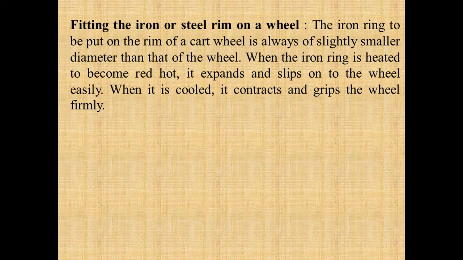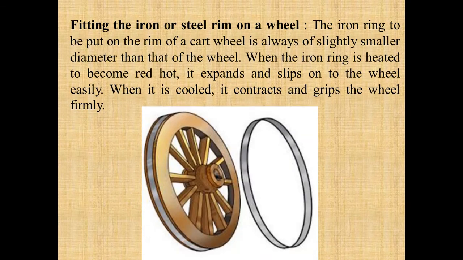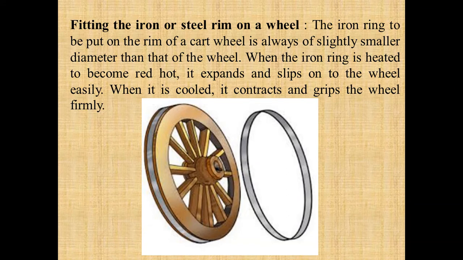Then fitting the iron or steel rim on a wheel. So you must have seen these type of tires that are fixed on a bullock cart. So this steel rim has been put over this tire. Now the dimensions of this steel ring, that is the circumference of this steel ring, is always lesser than the circumference of this wheel. So what is done first?